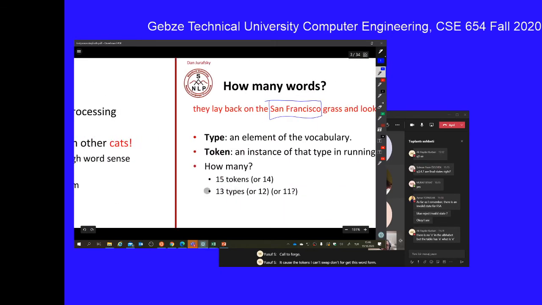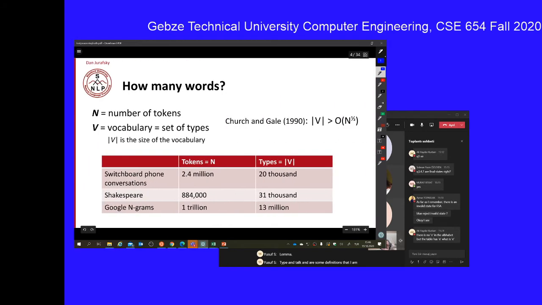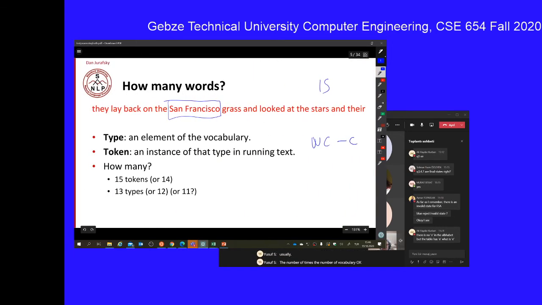So don't forget: word form, lemma, type, and token are definitions that I am showing you right now. And when we look at some of the corpora, meaning a large text resource, a text database, if you like to call it that way, and we say how many words are in that corpus, we usually count the number of tokens and the number of vocabulary, the number of tokens and the number of types.